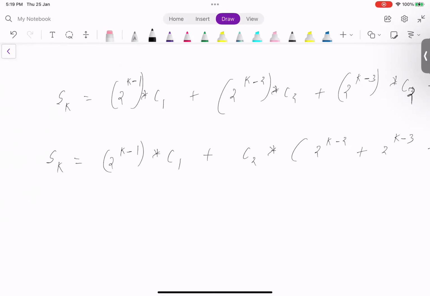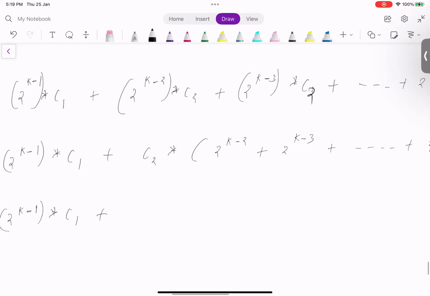So now S of k is nothing but 2 power (k minus 1) into C1 plus C2 into (2 power k minus 1 minus 1). Right? So this is what we get if we apply it.